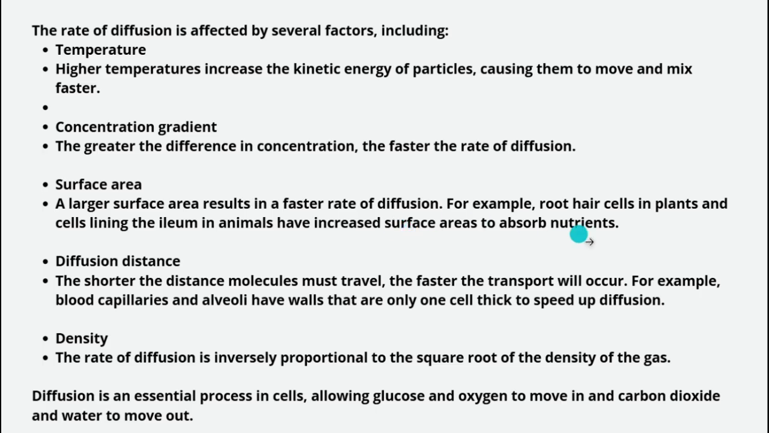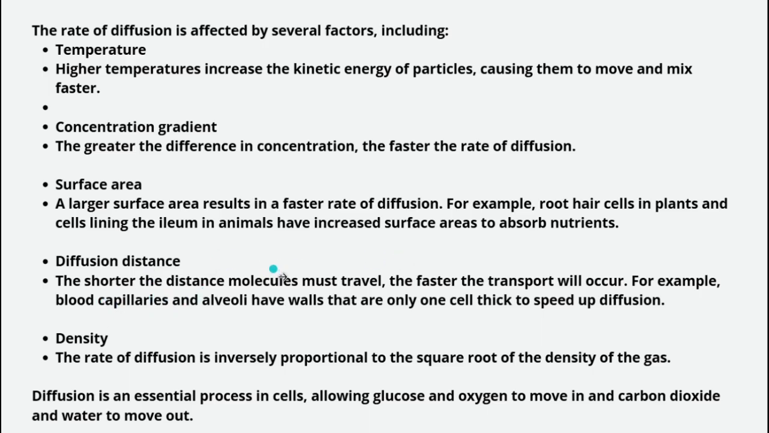Another example is our root hair cells in plants, and also cells lining the ileum in animals, which have increased surface areas to absorb nutrients. We understand why root hairs would need a large surface area, because they need to absorb a lot of water. And also the ileum in our small intestine would need an increased surface area in order to absorb nutrients. So it all makes sense.